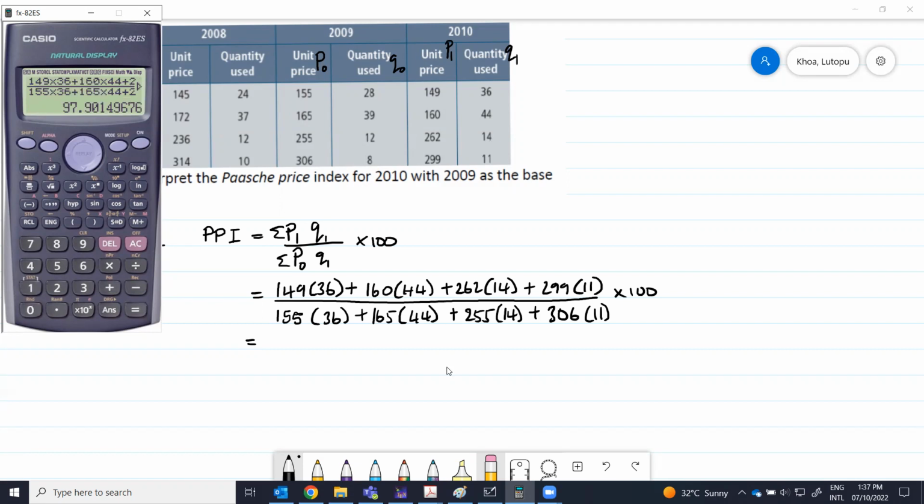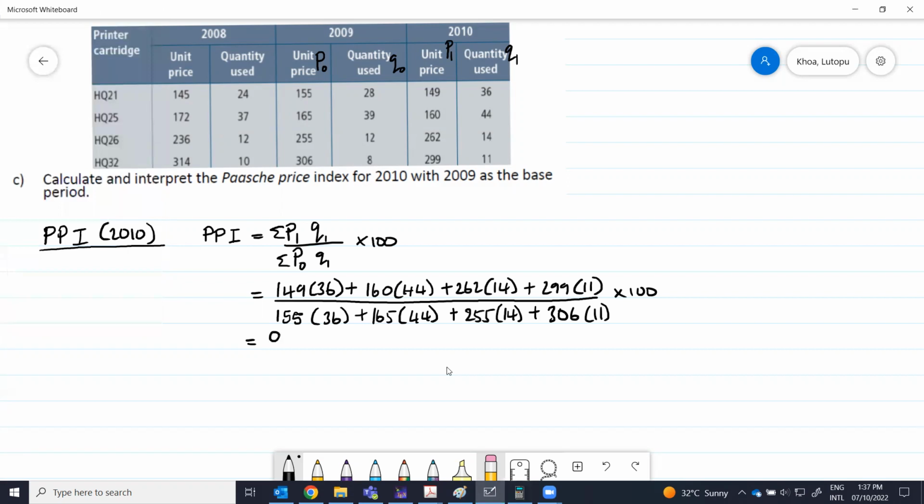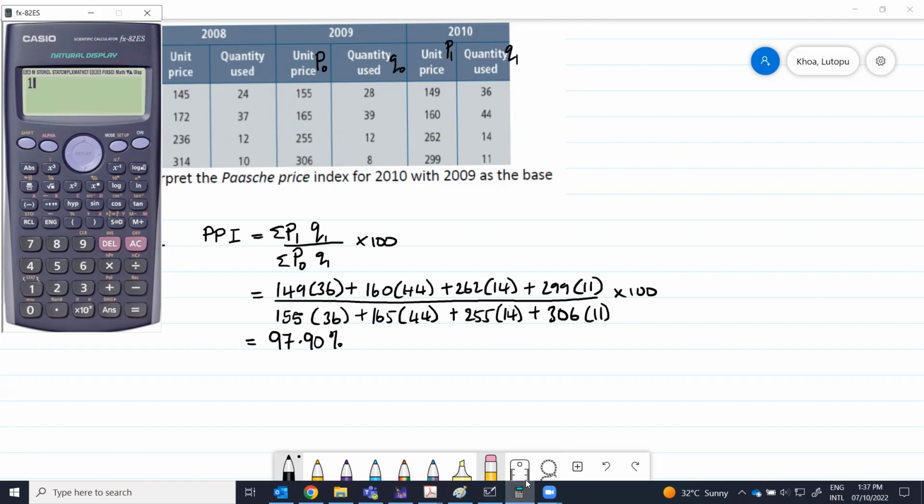Okay, so this is 97.90. And it has been a decrease because this is less than 100. Then to work out the decrease, you just say 100 minus that, and this is equal to 2.1.